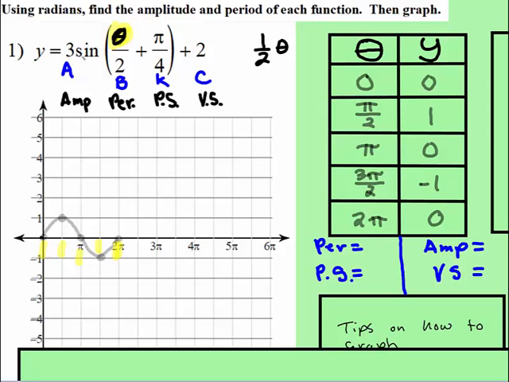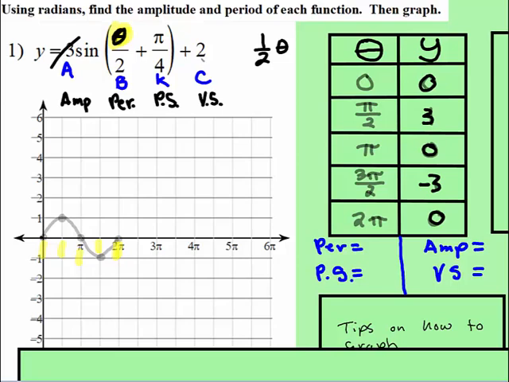3 times sine means multiply. So look at these y values. We're going to multiply those y values by 3. So 3 times 0 is still 0. 3 times 1 is now 3. 3 times 0, 0. 3 times -1 is -3. 3 times 0 is 0. All right, we've taken care of that.